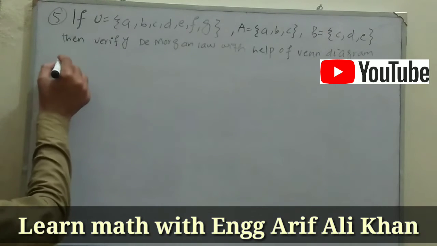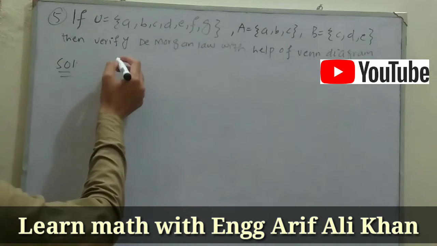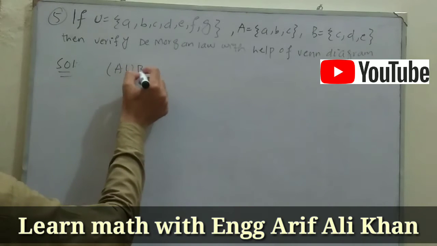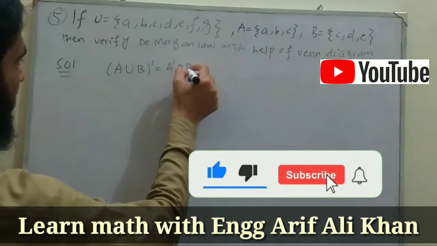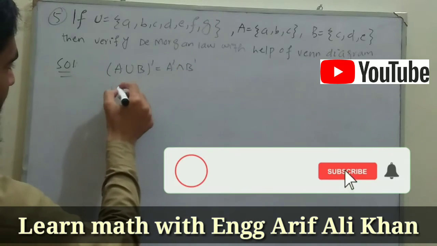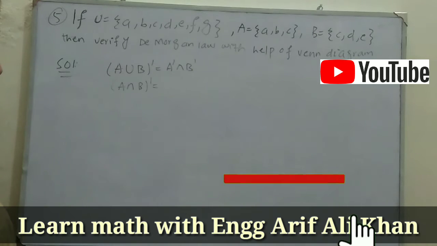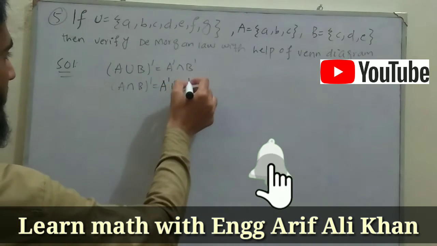So taking the solution, there are two laws for De Morgan. We already learned them in the previous exercise 5.2. The first law tells that A union B whole complement will be equal to A complement intersection B complement. And the second law tells that A intersection B whole complement will always be equal to A complement union B complement.